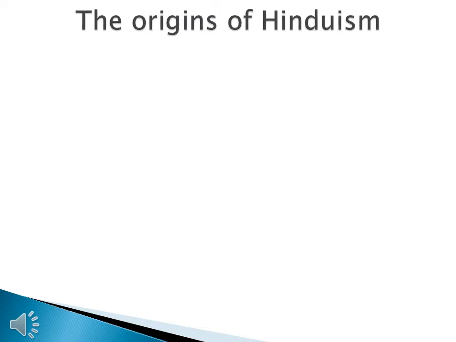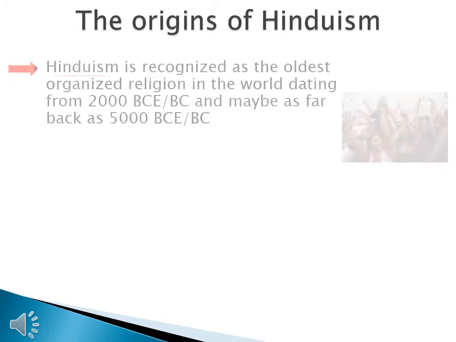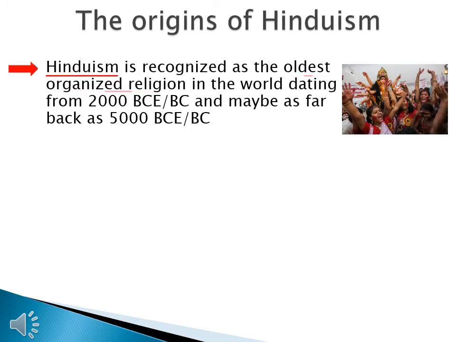We study ancient India because this culture shows us how a civilization grows and develops. The same holds true for Indian religions. In fact, we're going to see one religion become established and a second religion come along as a reaction to the first religion. The original religion in India is Hinduism. Hinduism is recognized as the oldest organized religion in the world. It dates from 2000 BCE and maybe as far back as 5000 BCE. There is evidence that Hinduism might have started in the Neolithic era.